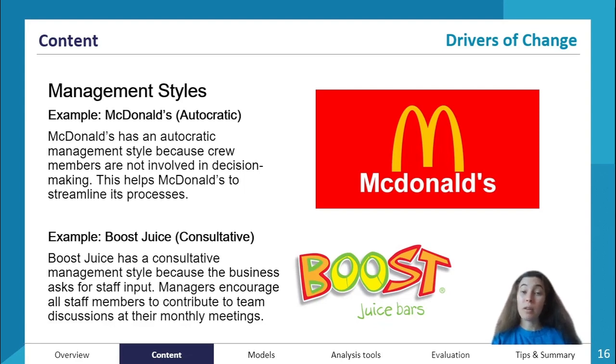And maybe some crew members get some say in things on a more micro level. But in terms of crew members meeting with the CEO, meeting with executives to get a say on big decisions, that is probably not going to be the case. Another example is Boost Juice, and so they have a more consultative approach because the business is actively asking for staff input. So they've got monthly meetings, and managers encourage all staff members to contribute to those team discussions and get across their ideas and their views, and that's all about consulting with those employees, where Boost Juice is still going to make the ultimate decisions, but people get a say and might have an influence on those decisions.